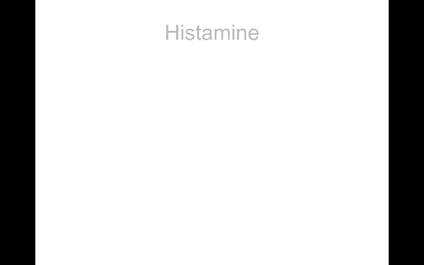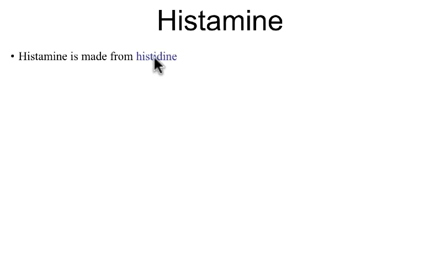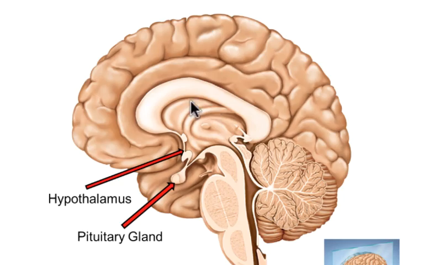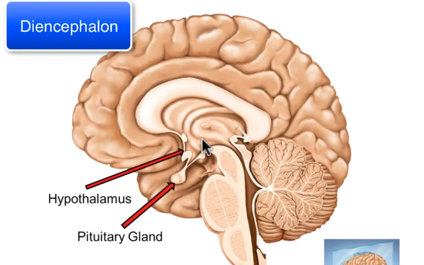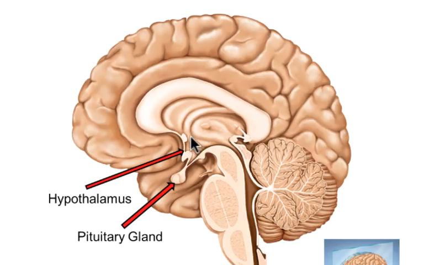Now, let's start a new neurotransmitter, and that is histamine. Histamine is derived from an amino acid called histidine. The majority of neurons that contain histamine are found in the hypothalamus. I showed you already the location of the hypothalamus. If you remember, we said this area is called the diencephalon, and this location is the hypothalamus.